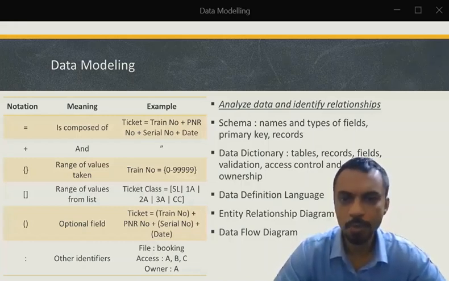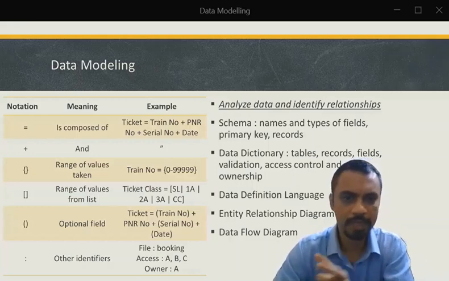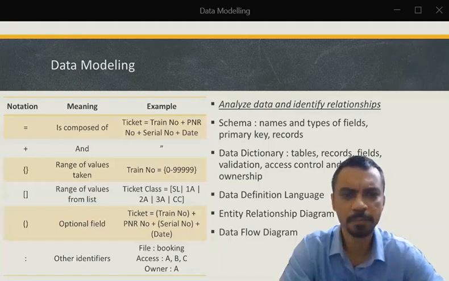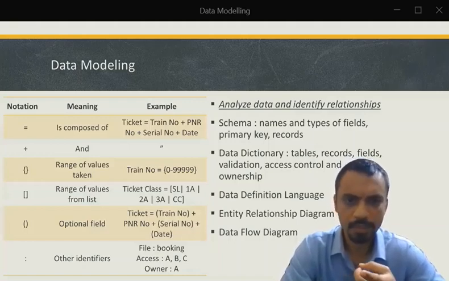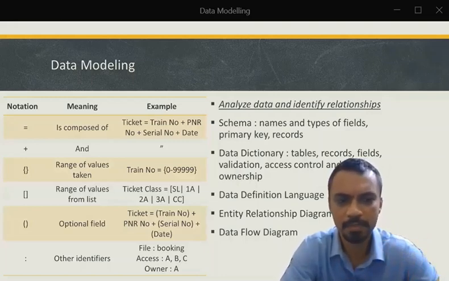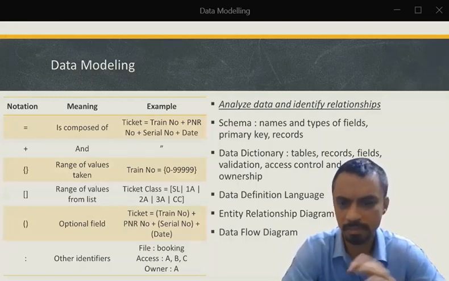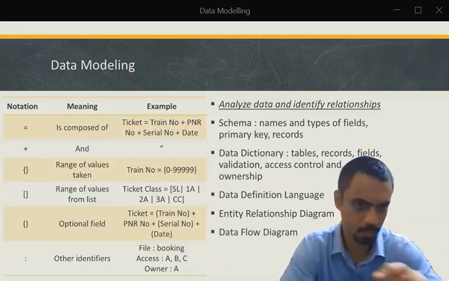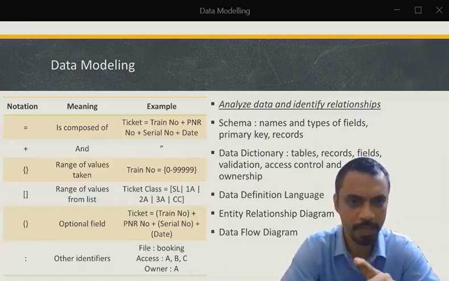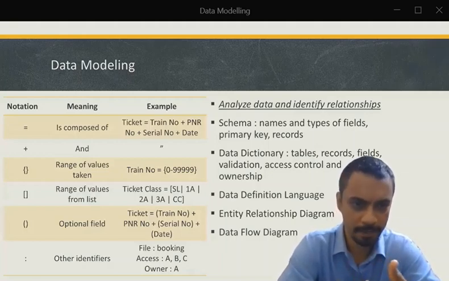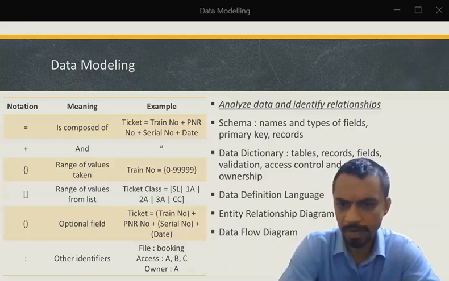Sometimes you may want to give this range as a list. For example, ticket class. A ticket class will be either sleeper, first AC, second AC, third AC, chair car, or maybe second seating, or unreserved, or some such class values. But it cannot be anything outside this. You cannot put, say, first class, because I have not defined what first class is. It can be 1A only. So that is another way of data validation.